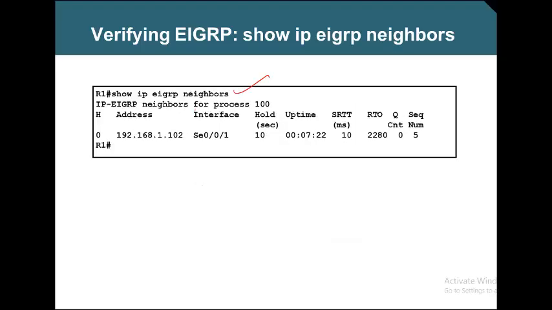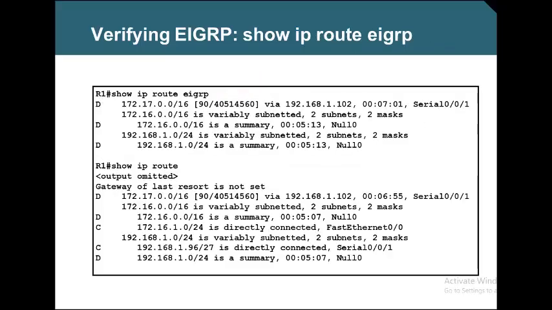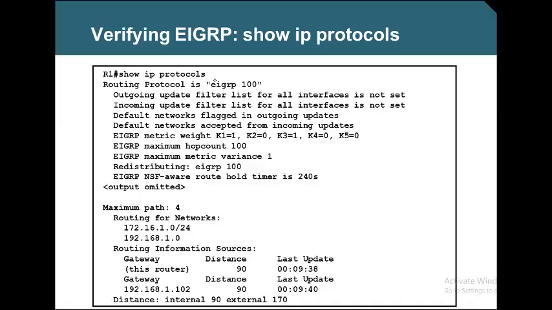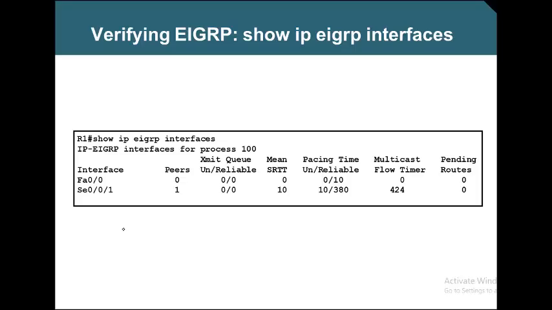One of the commands is show EIGRP neighbor, which lists only the neighbors. Show IP route EIGRP shows only the routes learned through EIGRP advertisements. And show IP protocol shows all the list of routing protocols that is enabled on the router. Not only is this for EIGRP, this is a command for all routing protocols. Show EIGRP interfaces helps us to check whether EIGRP is running on the intended interfaces.